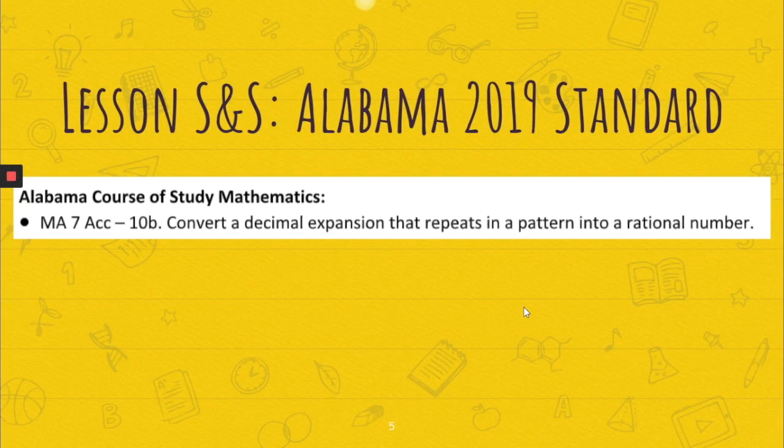First, let's take a look at the standard. Once again, you can tell that this is an Accelerated Math 7 standard, 10B. We're going to convert decimal expansions that repeat into a pattern into a rational number. So we're changing the decimals to fractions for those repeating decimals.